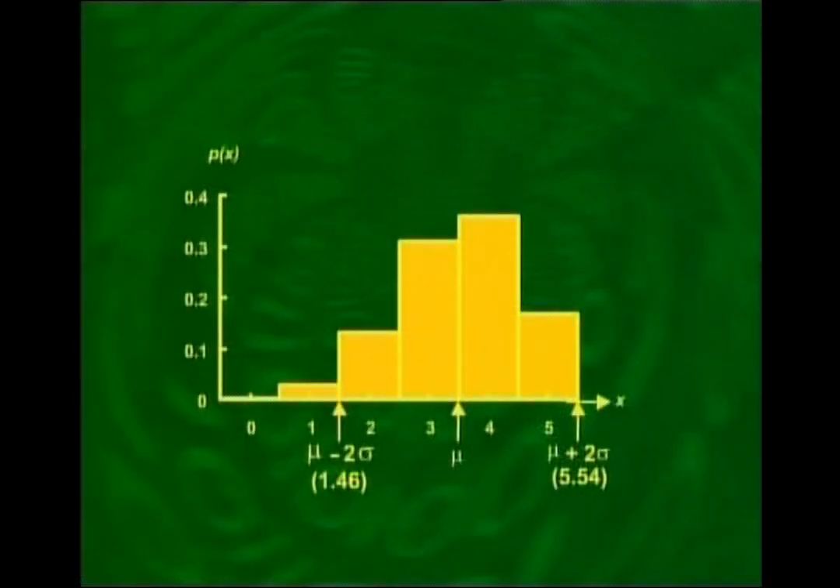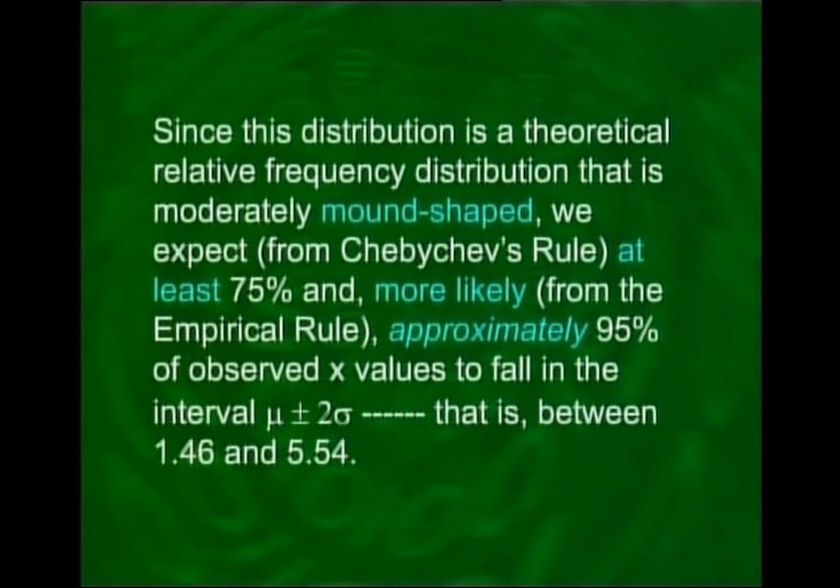So, in this particular example, now that I have determined the two points, mu minus 2 sigma and mu plus 2 sigma, I am now in a position to apply both the Chebyshev's rule and the empirical rule. As you now see on the screen, the value 1.46 is toward the left of the distribution and the value 5.54 is to the extreme right. And according to the Chebyshev's rule, at least 75% of the values lie in this range. But according to the empirical rule, approximately 95% lie in this range.